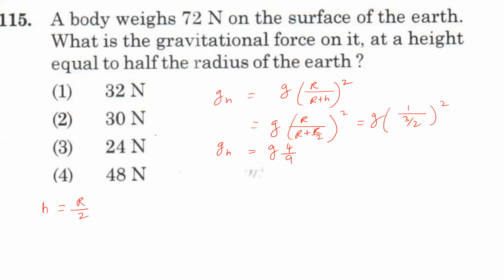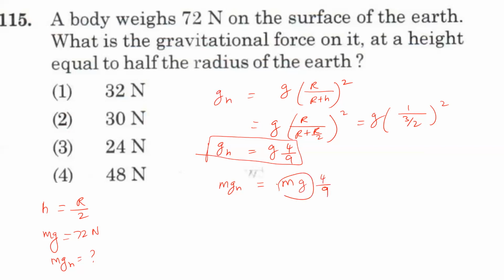Now what is given here? See here, mg is given, 72 Newton. They are asking mg at a certain height. mg at a certain height is equal to m into g_h. And g_h is g into 4 by 9. This mg is given as 72, so 72 into 4 by 9. This 9 and 72 if we cancel, 8, 8 into 4 we are getting 32 Newton. So at a height of half the radius of the earth, the weight of the object is 32 Newton.